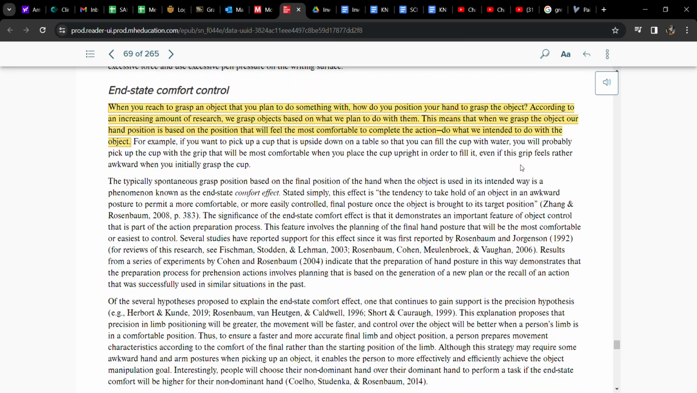The second part is end state comfort control. So basically, when you pick something up, you're trying to decide what would be the most comfortable way for me to pick this up so I'm not contorting myself around.